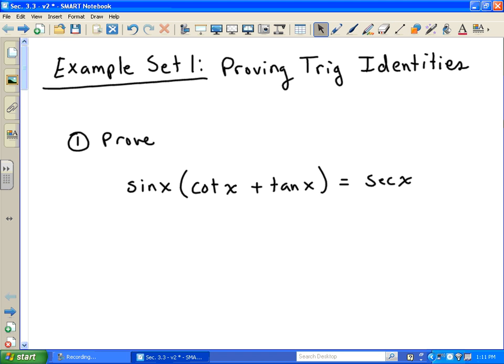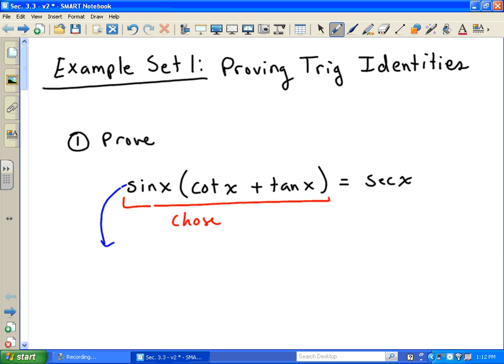I would now like to look at some examples of proving trig identities. The first example I'll look at is: prove that sine of x times cotangent of x plus tangent of x equals secant of x. One of my guidelines told me to start with the more complicated side. In this example, it looks like the left-hand side is the more complicated side, so I'll choose this side to start.